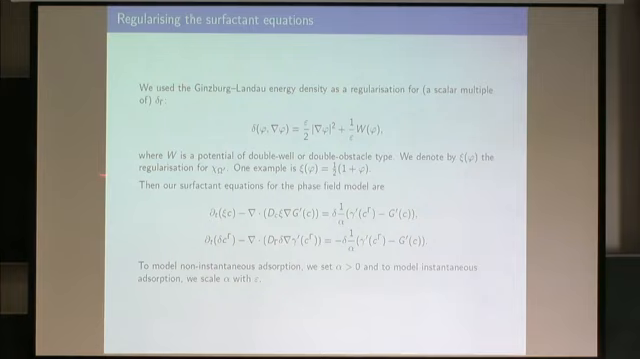And so our surfactant equations for the phase field model are simply these two equations. Note that C gamma now is a field defined on omega, and so we have full gradients here rather than surface gradients. So if we want to have non-instantaneous absorption, we set alpha to be positive, and if we want to model instantaneous absorption, we scale alpha with epsilon. This came out of an asymptotic analysis, which I'll tell you about later.